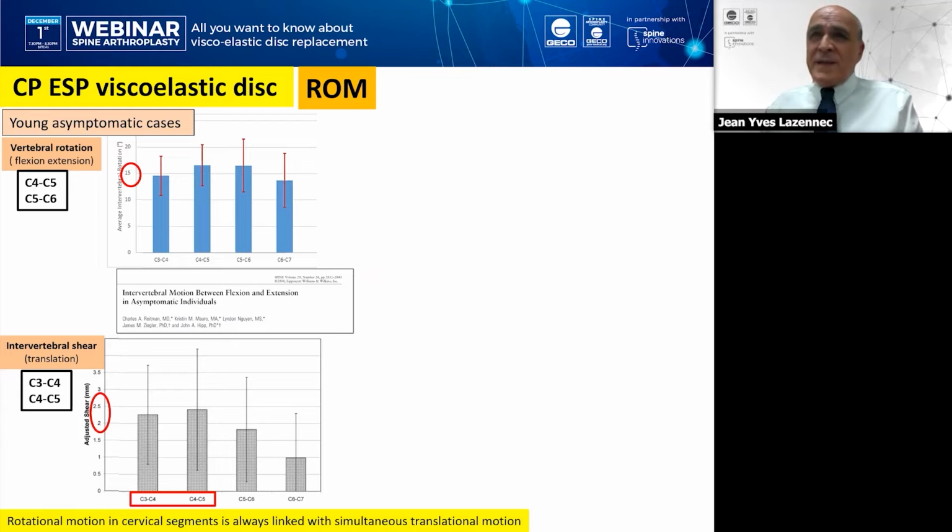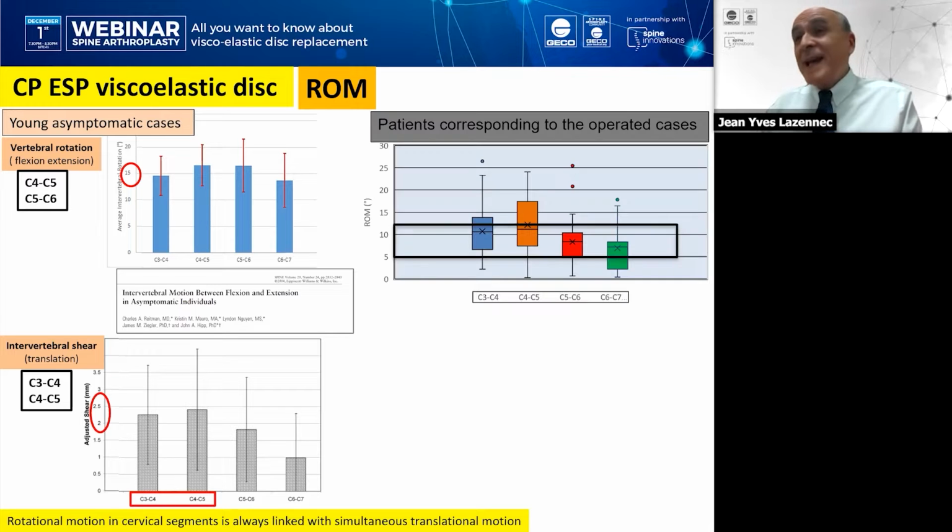So when we speak about cervical disc, we use as a reference young asymptomatic cases. And I think it is dangerous because when you look at the vertebral rotation, the aim could be considered to be 15 degrees angular rotation for flexion extension. Regarding translation, it is more reasonable to speak about 2 or 2.5 millimeter for translation. But if we look at the population of the patient we operate, you see that the range of mobility which is expected is much less.